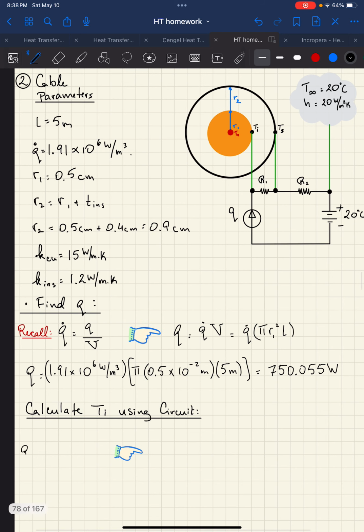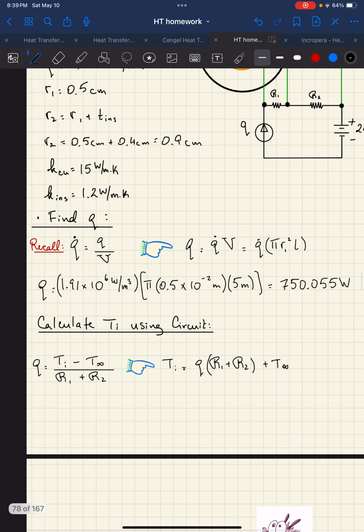So Q is going to be, again, Ti minus T infinity over R1 plus R2. Okay, so we can, again, do some algebra, and we find that Ti is basically Q times R1 plus R2, and then we add the ambient T infinity to that.